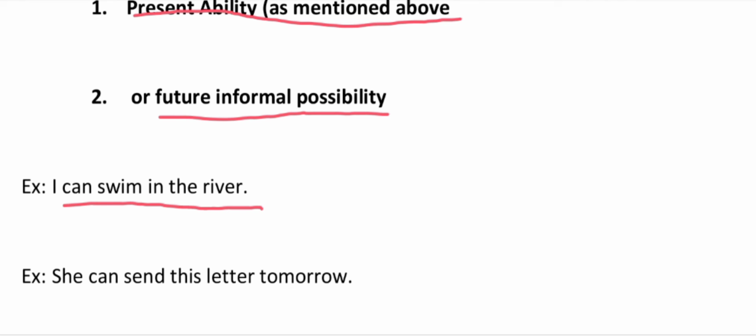Another example, we can say that Imran Khan can be the prime minister once again. So it shows future possibility, but this use is informal. Next example is given, she can send this letter tomorrow. So this also shows the future possibility of can, that she can send that tomorrow. So here it doesn't show the ability. If it shows the ability, then you have to say she can send this letter either today, or we do not have to mention time. But in case of tomorrow, it shows future possibility.